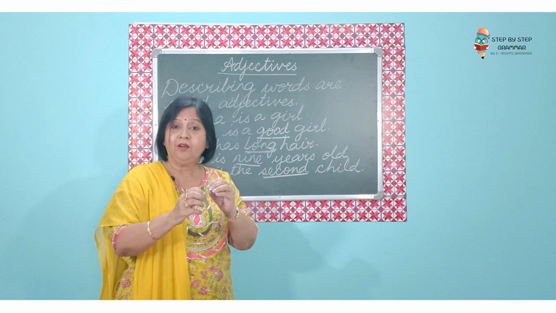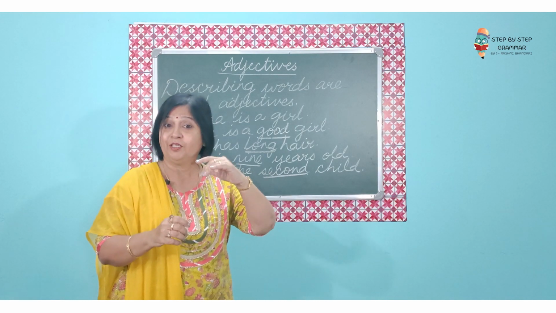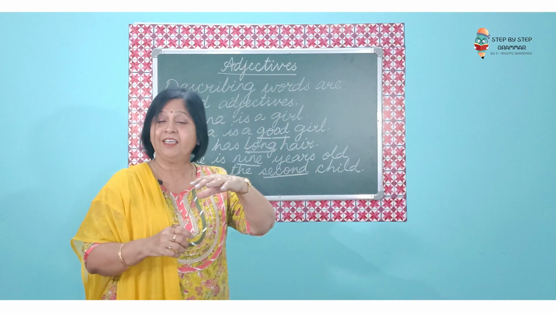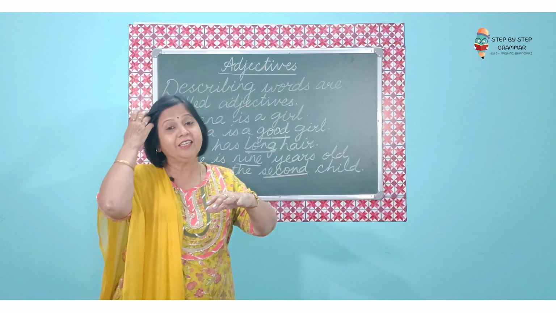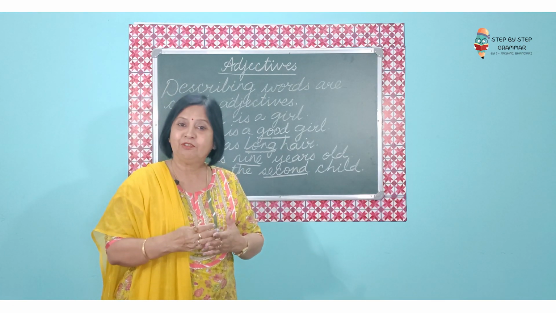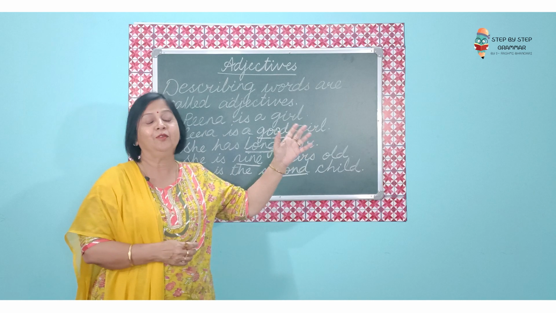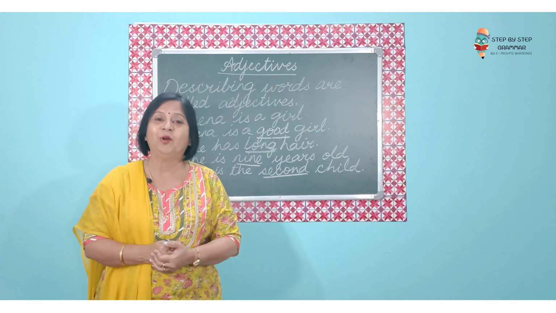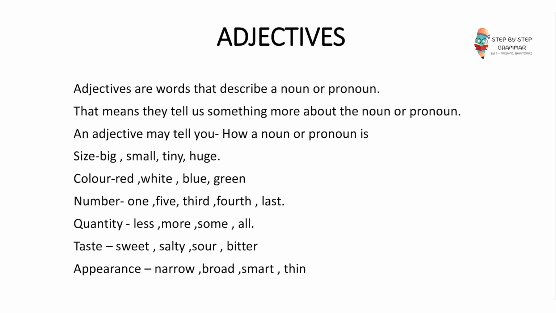How does something feel? The feel that is there. Is it soft? Is it hard? Is it smooth? Is it silky? So, all these things that we use to describe nouns or pronouns are what we call adjectives.